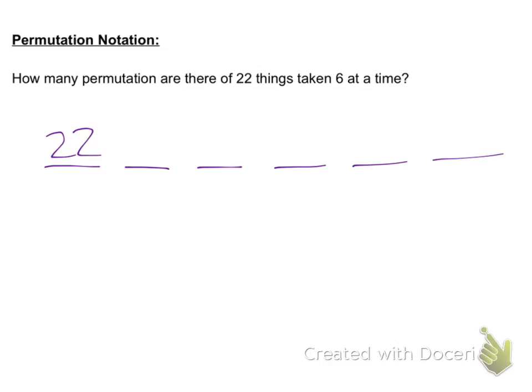The second time you reach into the bag, how many are there? If you're taking all 22 of them... I'm not taking all 22. There's 21 of them, right? There are 22 things in the bag, guys. I'm only taking 6 of them. Taking 6 at a time?